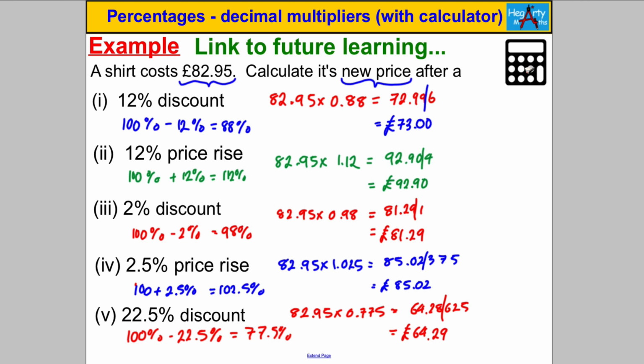So that's pretty cool now. Now that we know how to work out decimal multipliers, we can solve these problems of percentage increase or decrease just by using our decimals nice and simple and in one simple calculation.